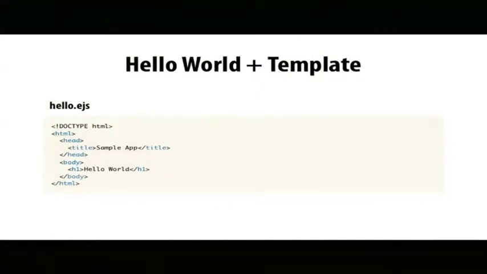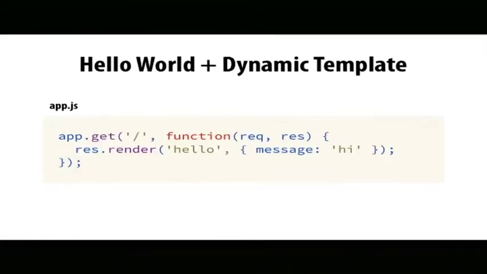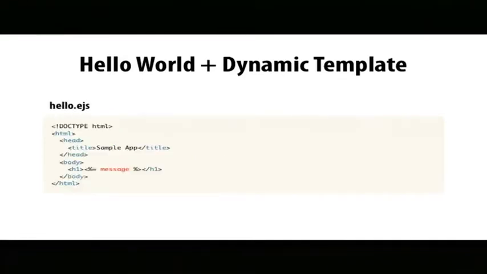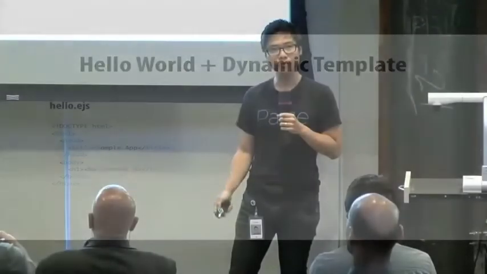Well, usually you want it to be more dynamic, right? Well, we can pass down JSON into this template. In this case, we pass down a message, and we say hi. And in the template itself, we can interpolate any arbitrary JavaScript. In this case, it's very similar to ERB. It's actually identical. You would interpolate the message value that we put down into the actual template.